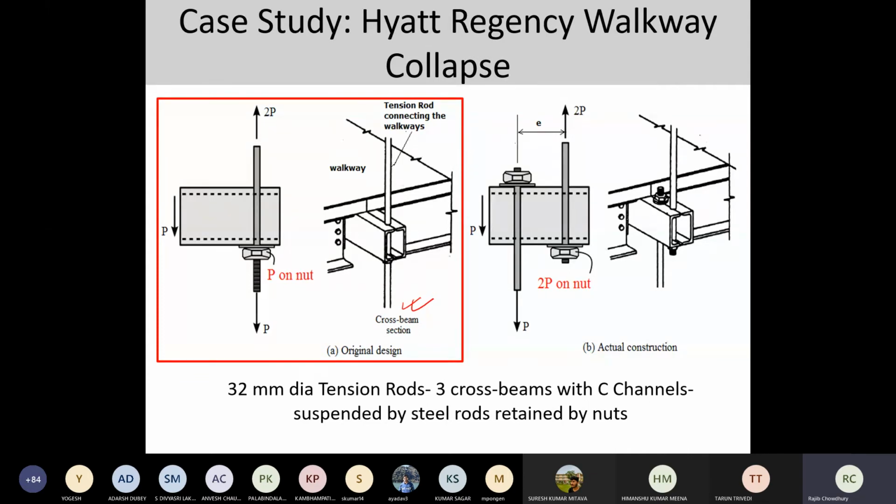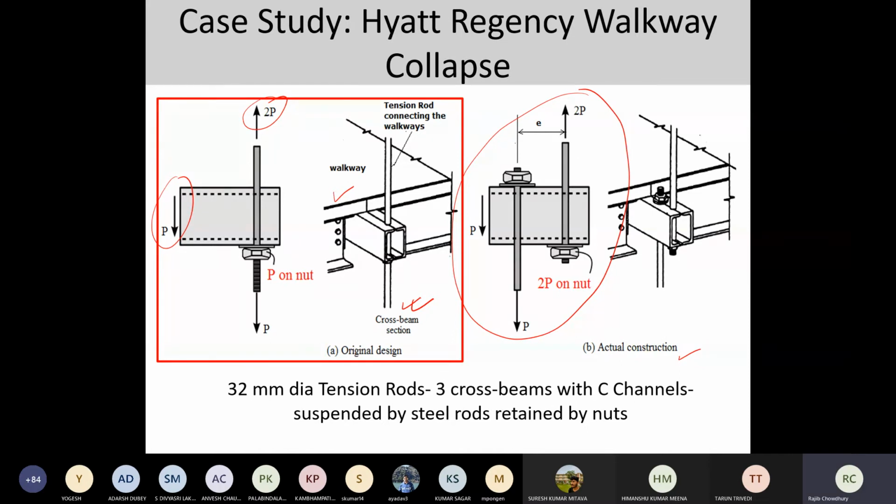Here the load P is acting on the nut, and here 2P, that is from the hanging RTM, and here the CR is acting over here. This is the walkway. This is the cross girder or cross beam, and over the cross beam or cross girder, the walkway is being formed. Now, the guy who made the construction, he made his own alternate arrangement.